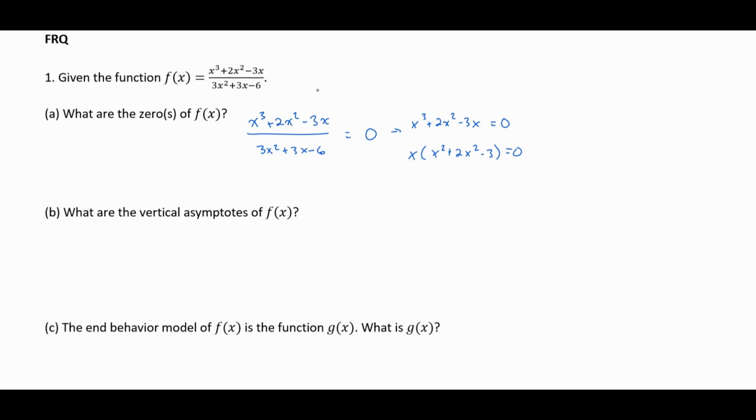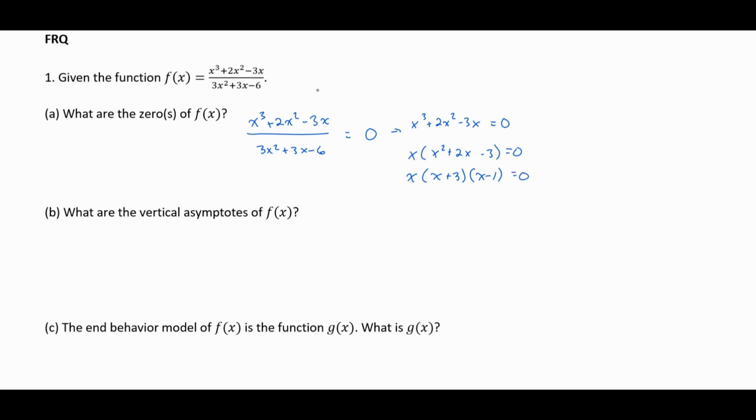And then I have this quadratic. Actually, this shouldn't be squared. That should just be 2x. Now I have this quadratic x squared plus 2x minus 3, and this can be factored. Two values that multiply to be negative 3 that combine to be positive 2. Well, that's going to be x plus 3 and x minus 1.